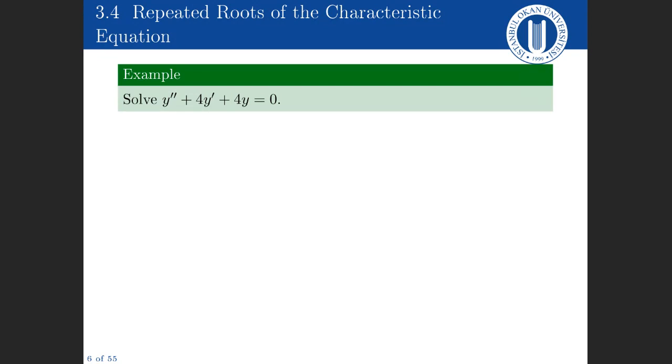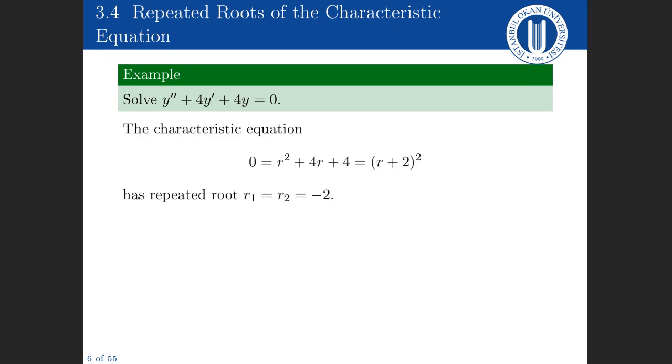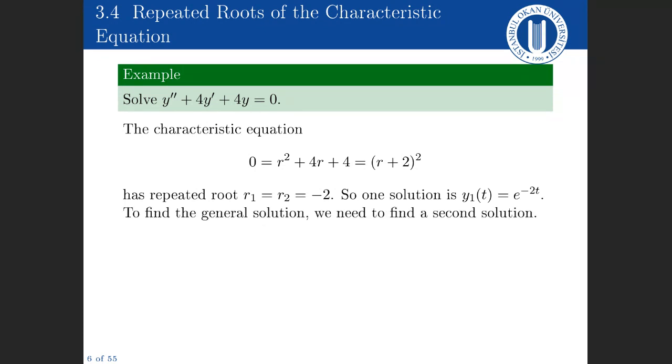Let's look at an example. Solve y double prime plus 4y prime plus 4y is equal to 0. The characteristic equation, r squared plus 4r plus 4 equal to 0, we can factor this as r plus 2 squared is equal to 0. So we have repeated root minus 2. We know one solution. We know that e to the power minus 2t is a solution of the differential equation. We need to find a second linearly independent solution.